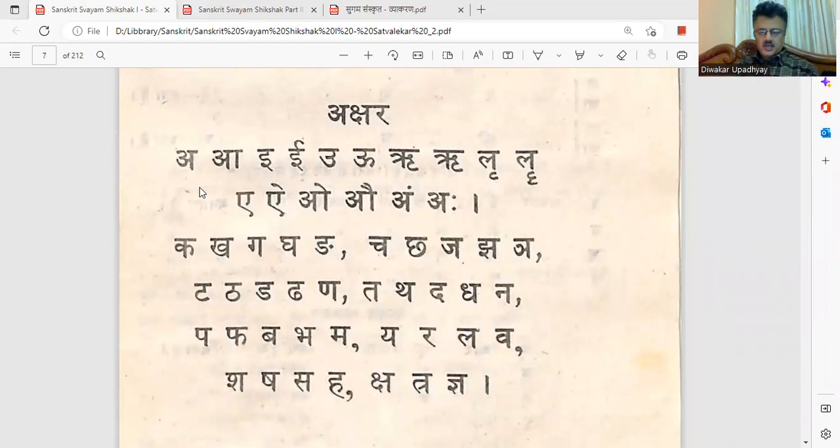What are the aksharas in Sanskrit, or the letters in Sanskrit?